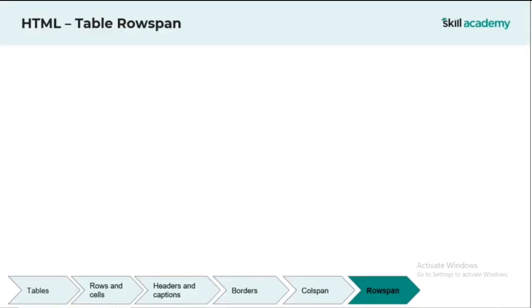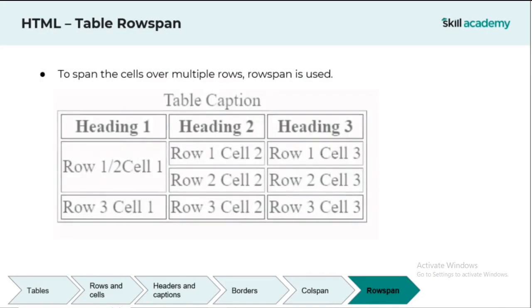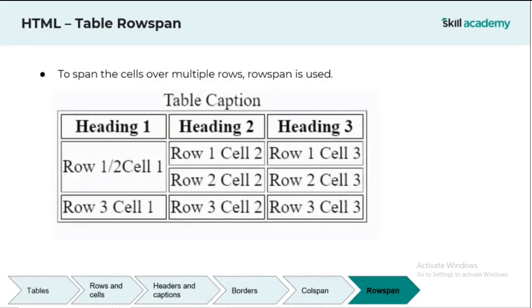So guys, after colspan, now we are going to understand the concept of rowspan. To span the cells over multiple rows, rowspan is used. Now guys, suppose you want this kind of an effect in your HTML table. So guys, here you can see that this particular table row is occupying two rows. So in order to provide this kind of an effect to your table, you can use the rowspan attribute. So to span the cells over multiple rows, rowspan is used. Let me show you a quick example.